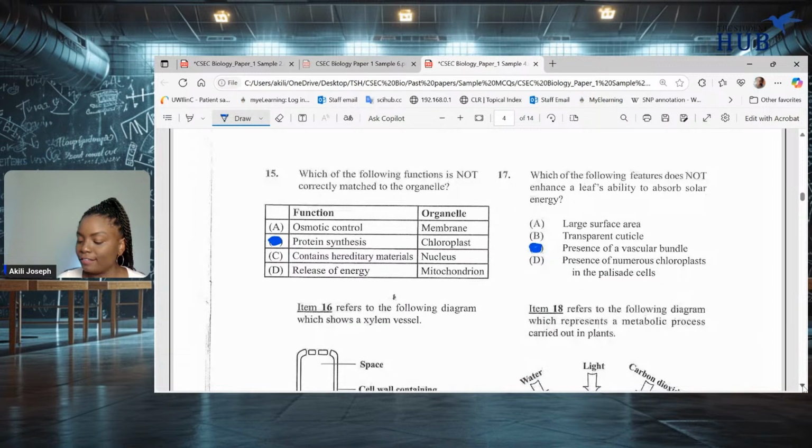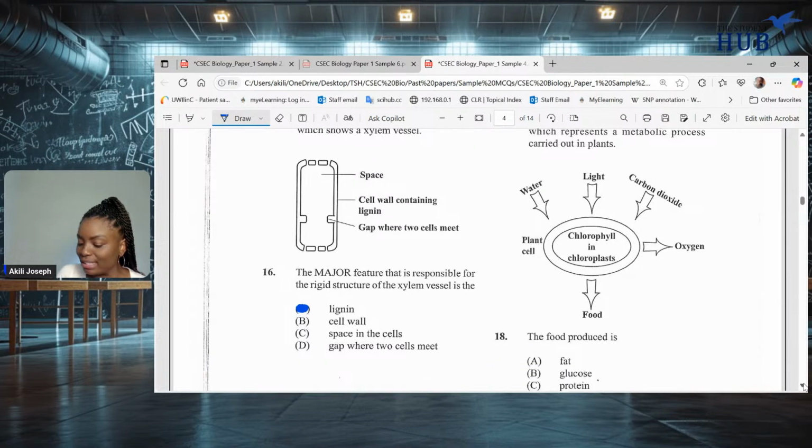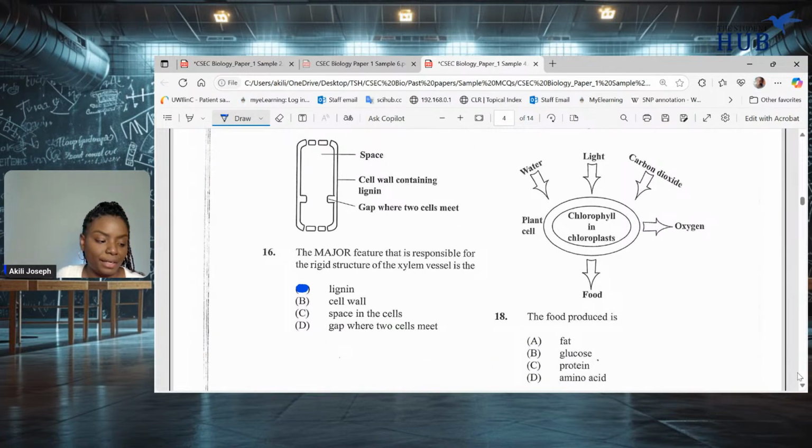Item 18 refers to the following diagram, which represents a metabolic process carried out in plants, right? The food produced is going to be fat, glucose, protein, or amino acid. B, glucose, right? So the process being represented there is photosynthesis.